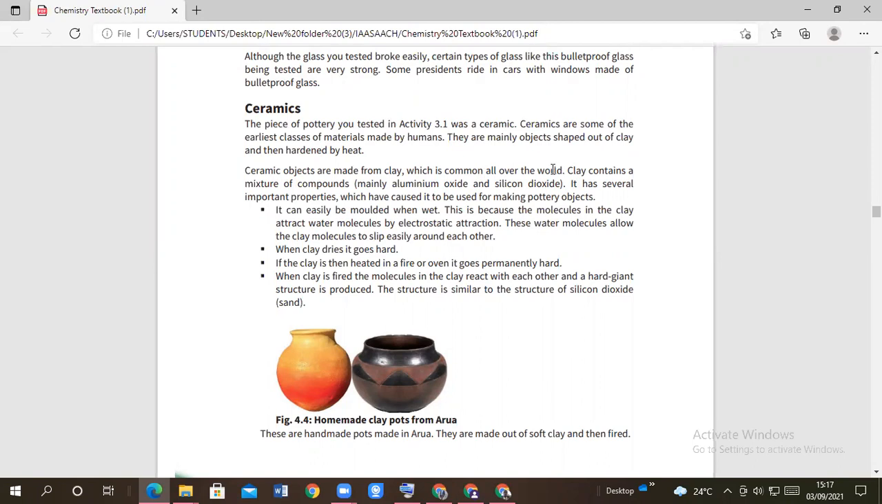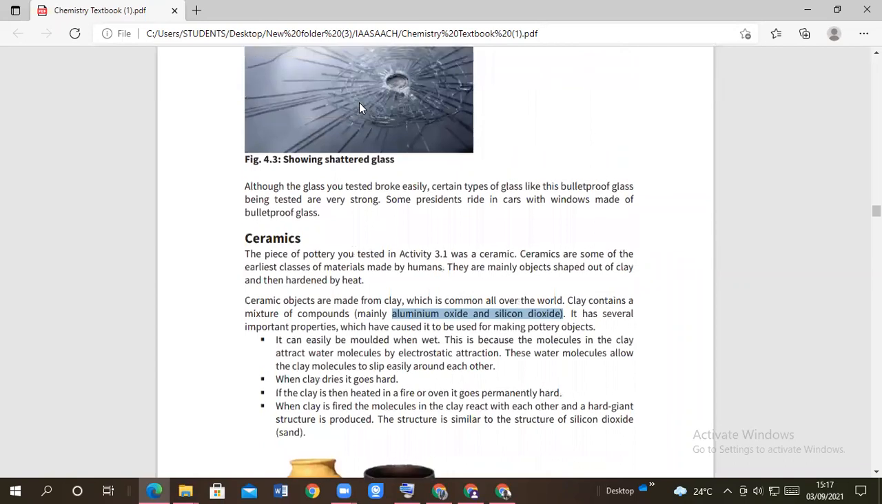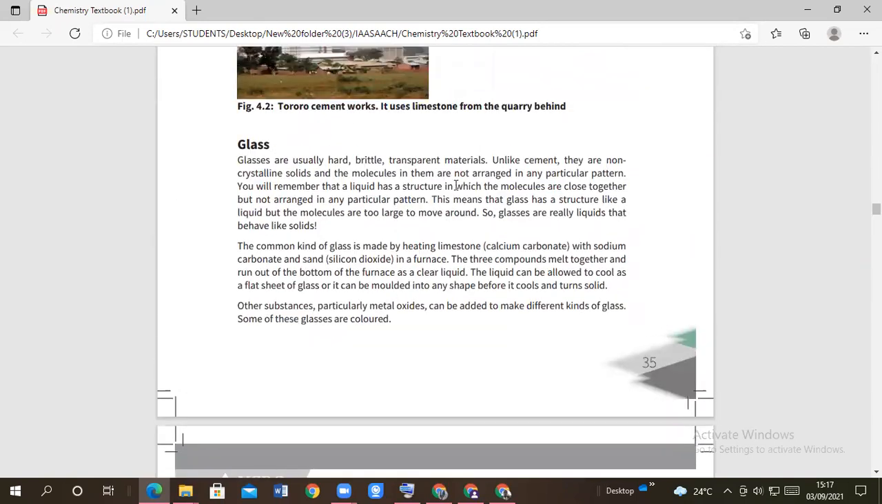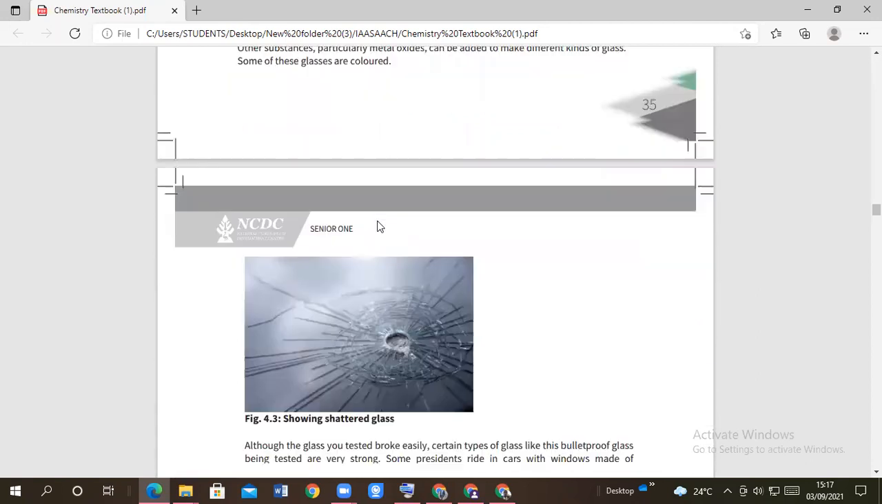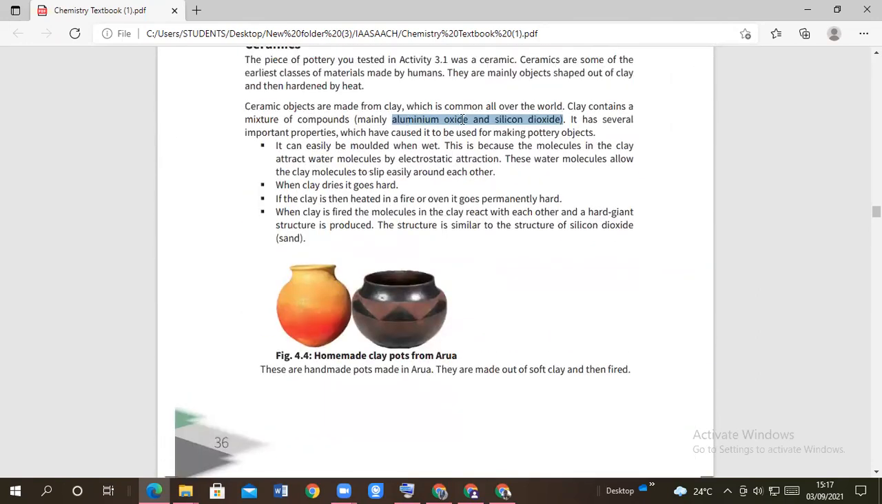You find anthills everywhere in the world. Everywhere you find clay. In the swamp you find clay. So clay contains a mixture of mainly aluminium oxide and silicon dioxide. We saw from our definition of glass that silicon dioxide is sand. In simple terms, this silicon dioxide is what? Sand.